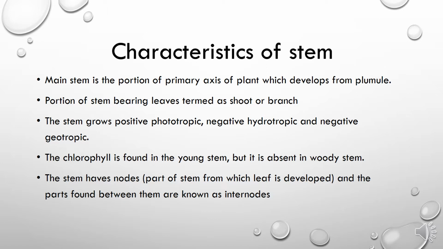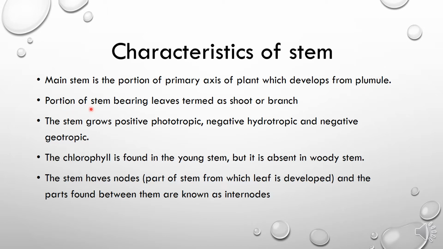What is stem? Stem is the basic part of the plant, the vertical part of the plant, which bears the branches and the leaves. Stem basically is a portion of the primary axis of the plant which develops from the plumule. What is plumule? We have discussed it in the seed section earlier. Plumule is the embryonic shoot, the embryonic stem. I mean the part of the seed which develops into the stem is called plumule.